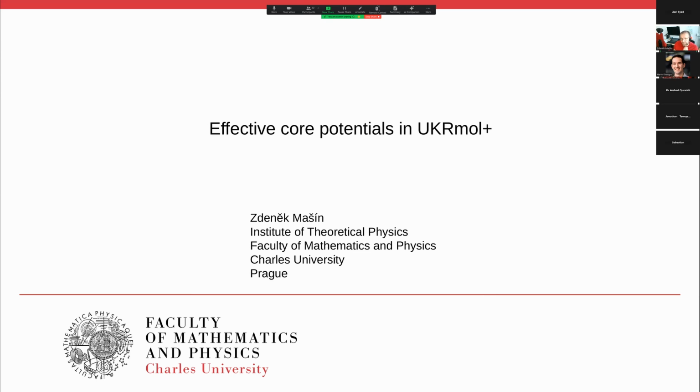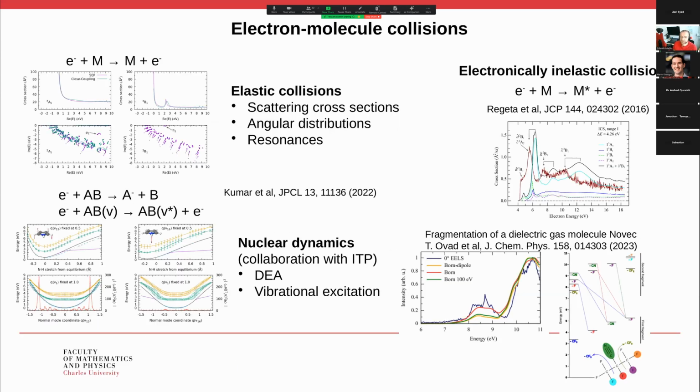So just briefly, a simple overview of what our group in Prague is doing. We are studying, of course, electron molecule collisions, and we are looking at basically all kinds of processes, from simple elastic collisions, where we compute the cross sections and the angular distributions. We are also looking at resonances. And in collaboration with our colleagues in our department, we are looking at nuclear dynamics in electron molecule collisions. In particular, we're looking at dissociative electron attachment and vibrational excitation, mostly in smaller molecules, but in the future, we would like to extend it to larger molecules.